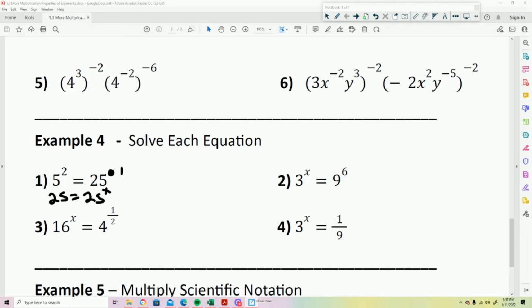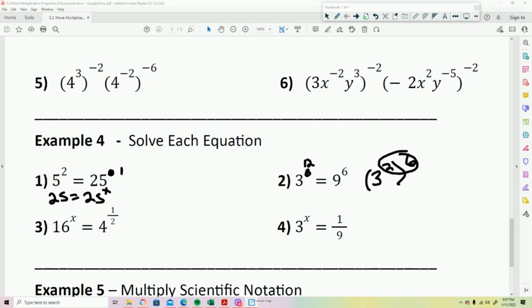Okay, so here we get 9 to the 6th, and we've got 3. Well, I have to square 3 to get 9, and then I have to raise it to the 6th power. So if I square 3, that gives me 9, and then that's raised to the 6th power. So what has to be the exponent on the 3 if I look at those two things together, raising a power to a power? It's got to be 12. x has to be 12, 3 to the 12.